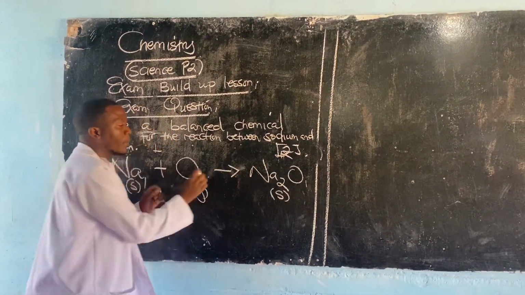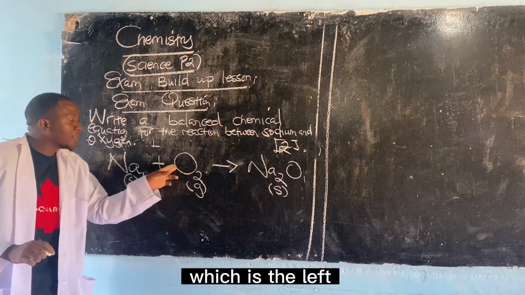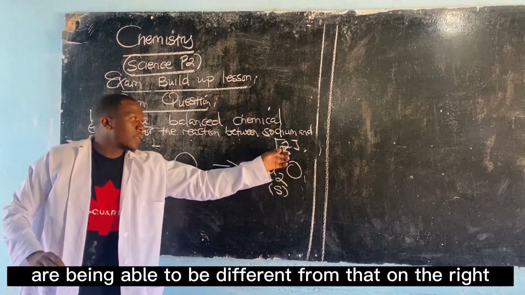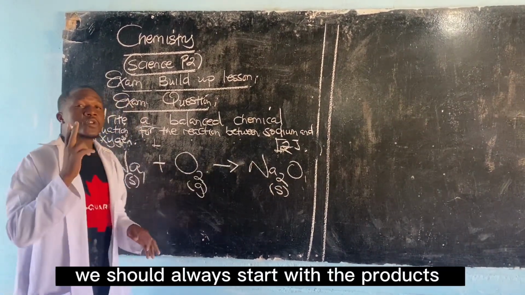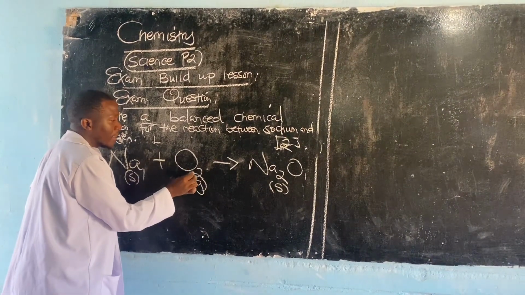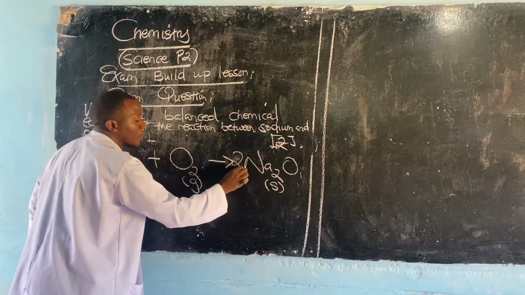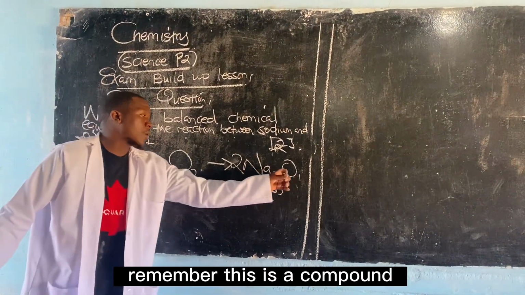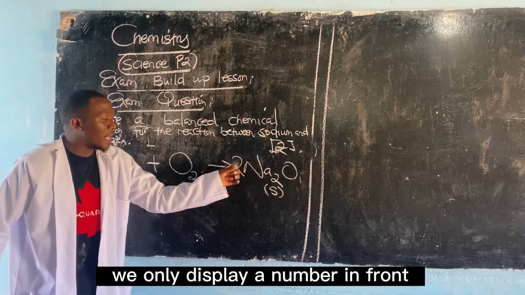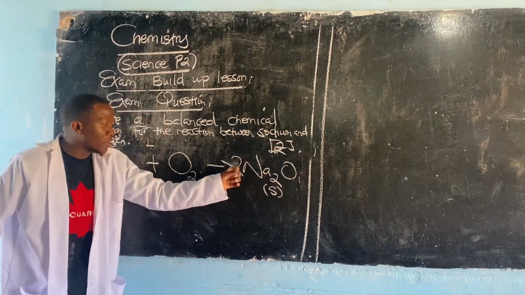So when starting to balance, since the substances on the reactant side, which is the left, can be different from those on the right, which is the product, we should always start with the product. We're going to say oxygen here is 2. Since this oxygen doesn't have anything, we're going to balance it with a 2. Remember, this is a compound, so when balancing it, we only display a number in front, which is shared throughout. It means oxygen is 2.